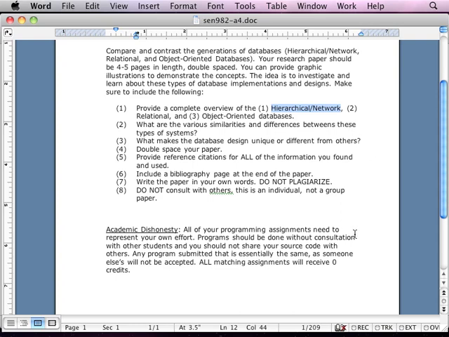If you look at the generations of databases, hierarchical networks came first, and then we had relational databases second, and then we have object orientation third. So this is really the hierarchy that you're looking at. Well, what is a hierarchical network? So file structure. So could you possibly say that the Windows Explorer is a hierarchical database?